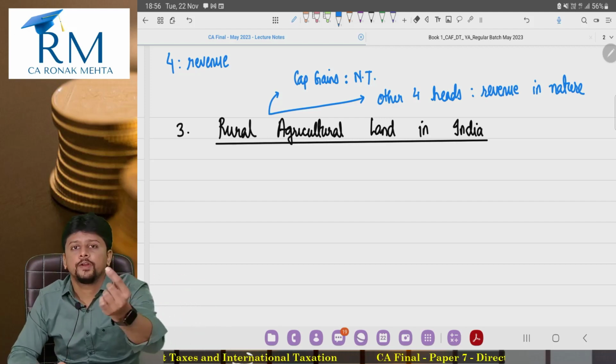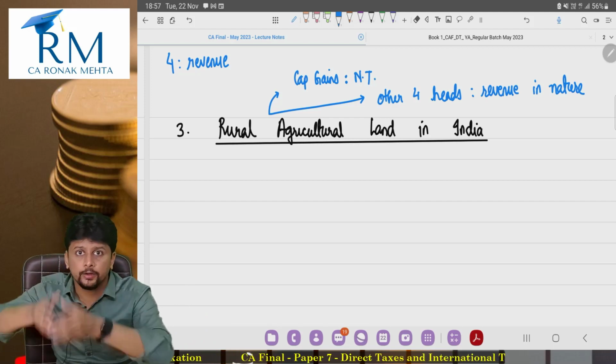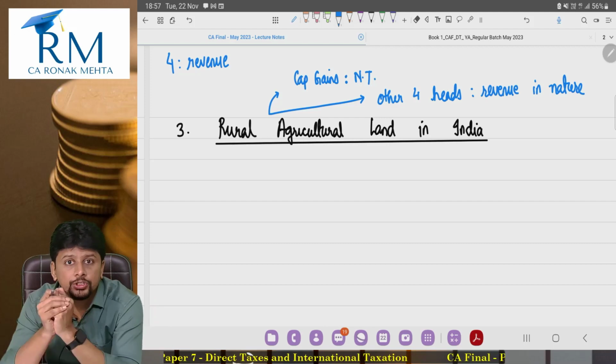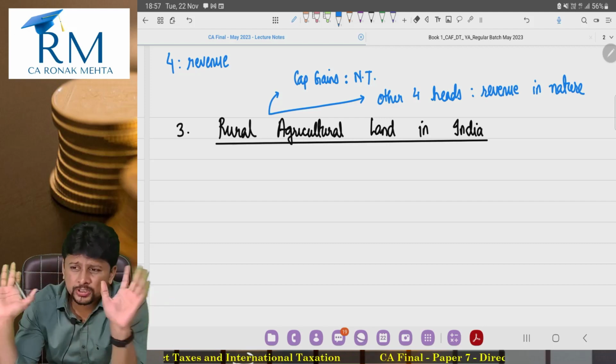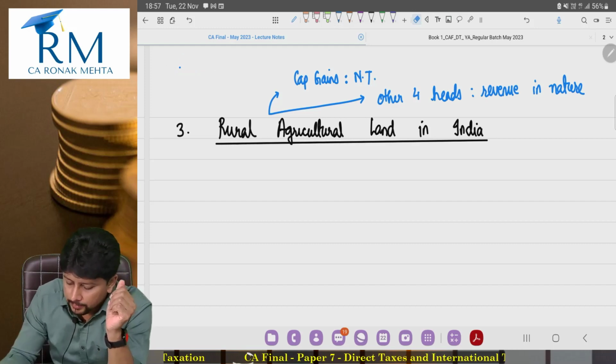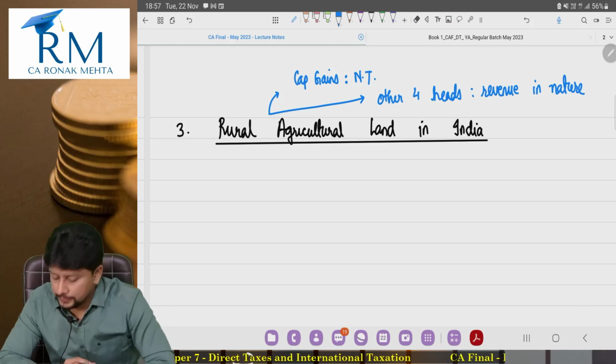The only head of income that is possible at all, if it is possible, is this head of income, capital gains. But we have excluded this from the definition of capital asset. So it is not going to be treated as income under any head. This is the first basic thing to discuss.